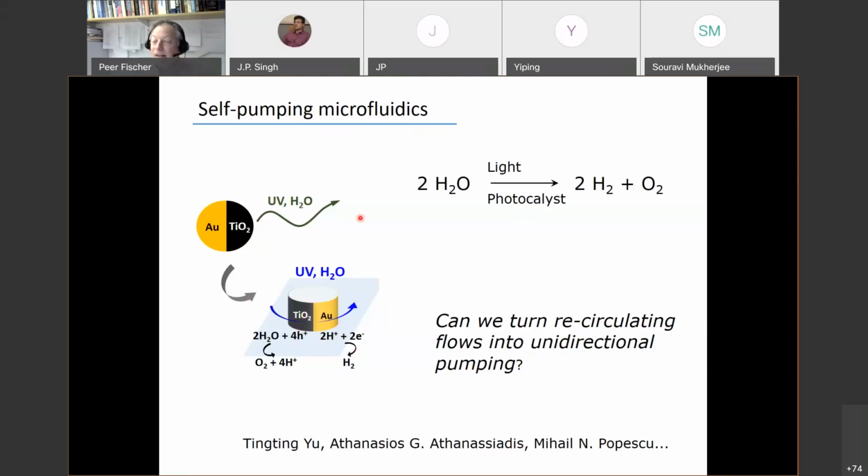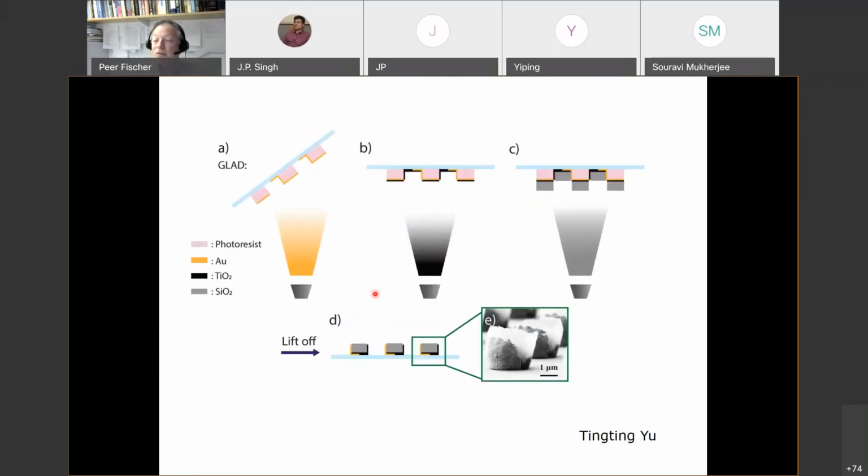And the nice thing is, by using gold and titanium dioxide, we can use visible light, and we can of course also use UV light, which is still very effective, and we can drive this reaction by splitting water. So a normal water microfluidic cell can now be used to achieve flows. And here is where the shadow growth comes in, and this is the project by Ting Yu.